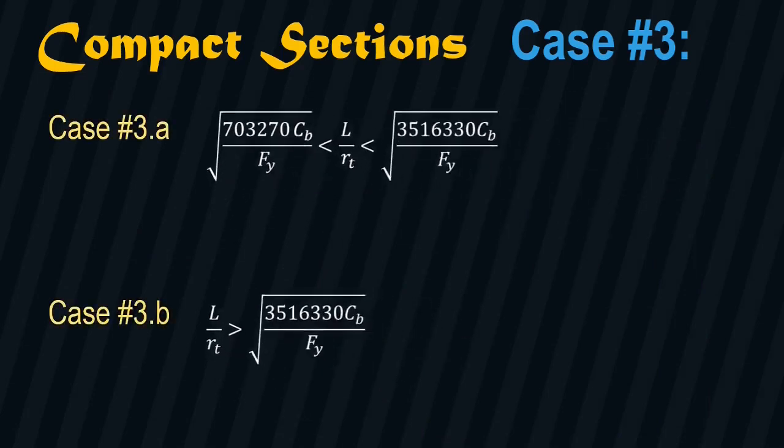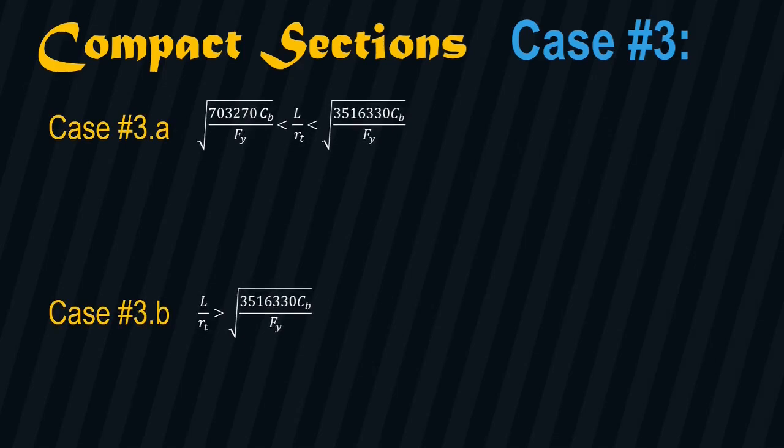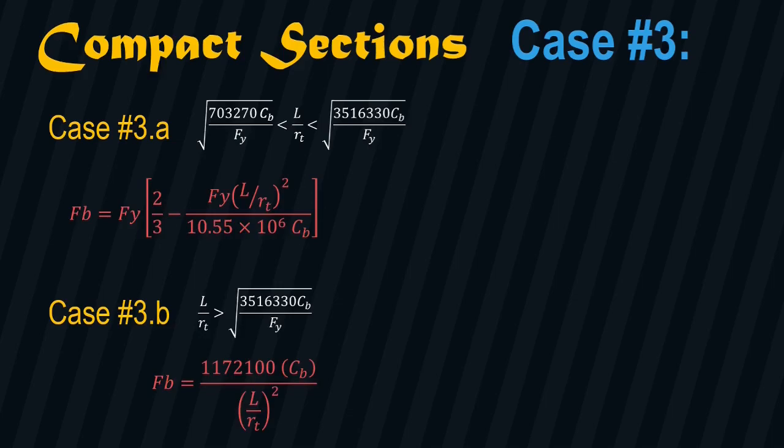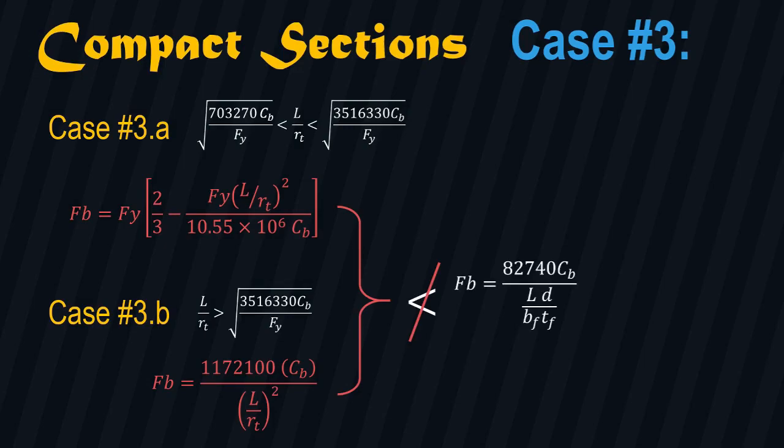Now let's come to the computation of the allowable bending stress for case 3A and case 3B. For case 3A, we have this formula, and for case 3B, we have this one. But before you give your final answer, make sure that these values are not lesser than this one. You may consider this as the minimum value of the allowable bending stress for case number 3. If in case the value of FB is lower than the minimum value, for example, if the value of this one is lower than the value of this one, then you have to consider this one.